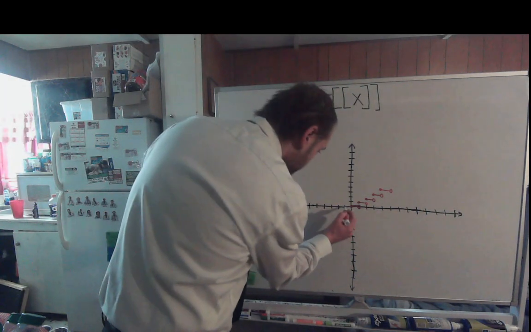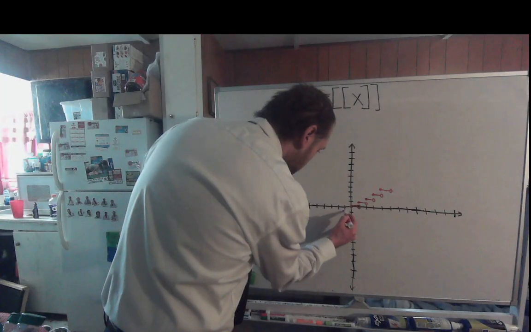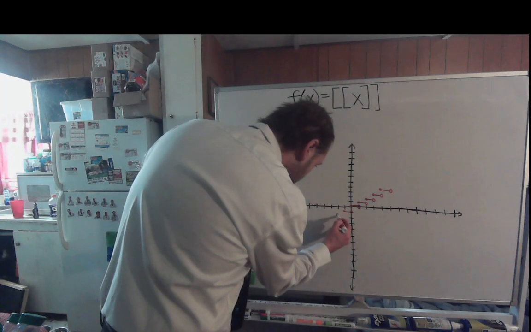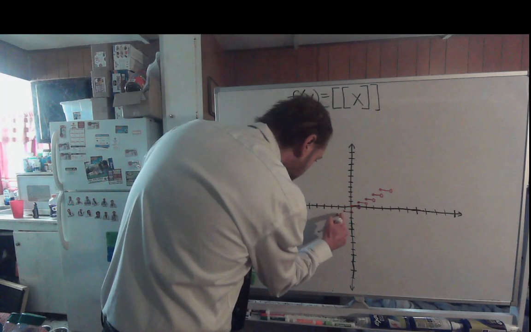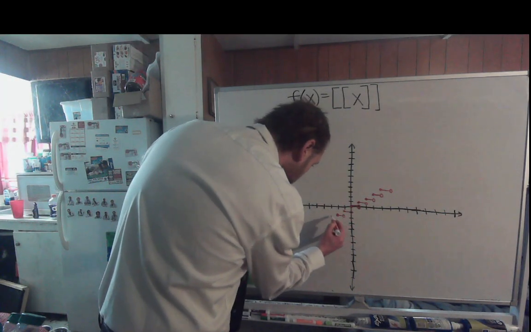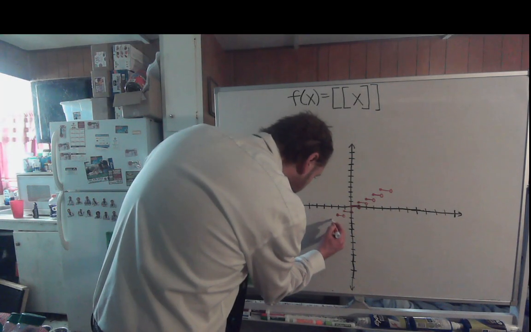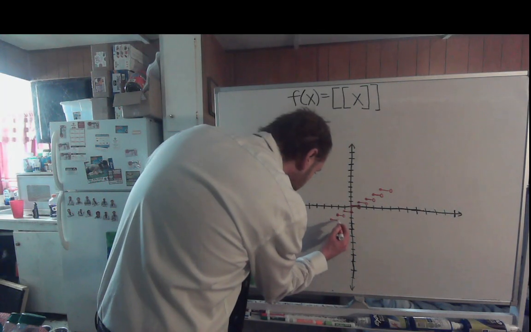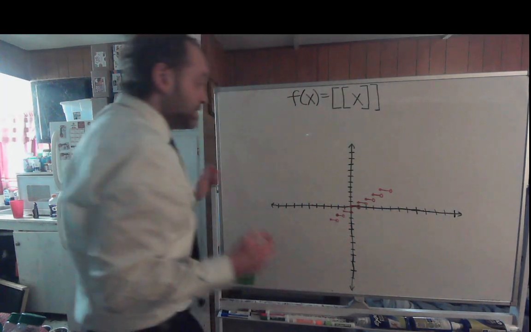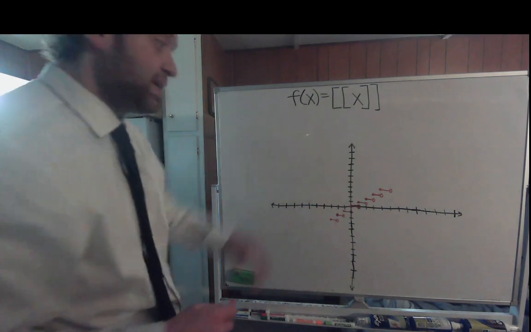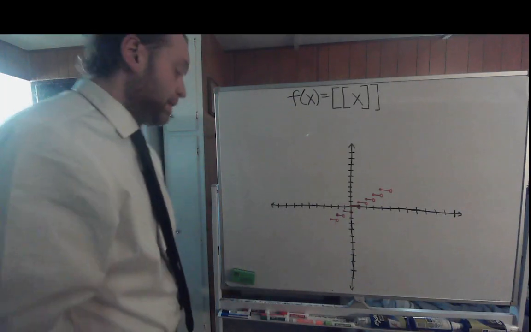Of course, we could go from -1 to 0. We could do the same thing here. -2 to -1. -3 to -2. So you see the step pattern. I'm sure by now you see the step pattern. That's what the greatest integer function does.